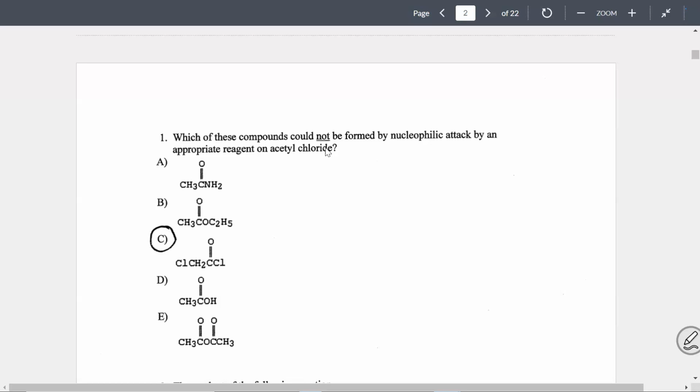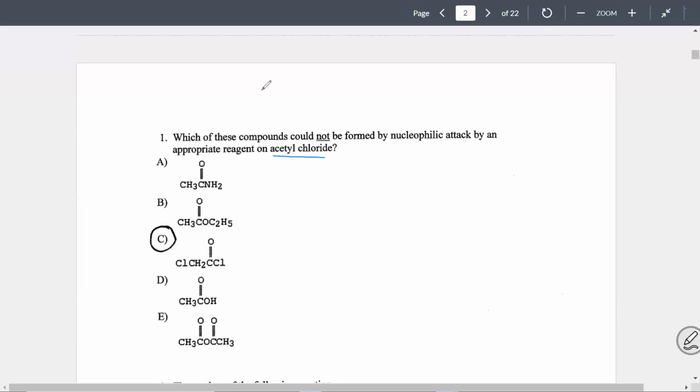The first one: which of these compounds could not be formed by a nucleophilic attack by an appropriate reagent on acetyl chloride? First of all, that question, which chapter does it seem to be from? 17. Why did you say 17, Emily? The acetyl chloride is a leaving group, exactly. Whenever you see carbonyls with leaving groups, you should automatically think of chapter 17. Now, in this case, they were asking which one could not be formed with your acetyl chloride.